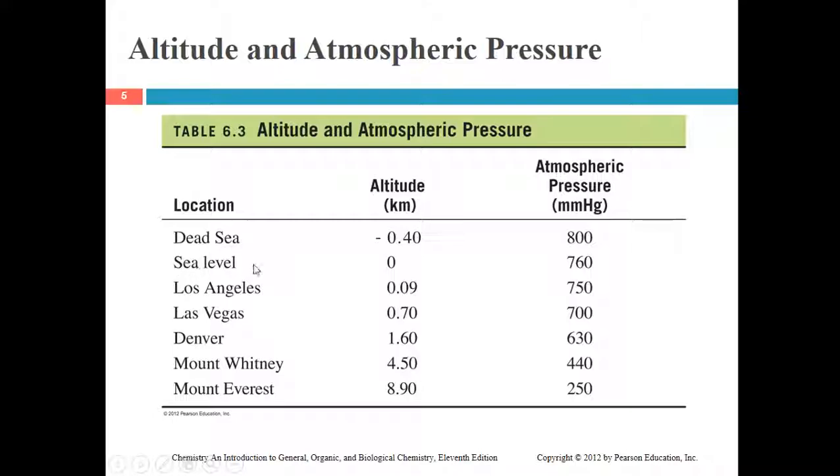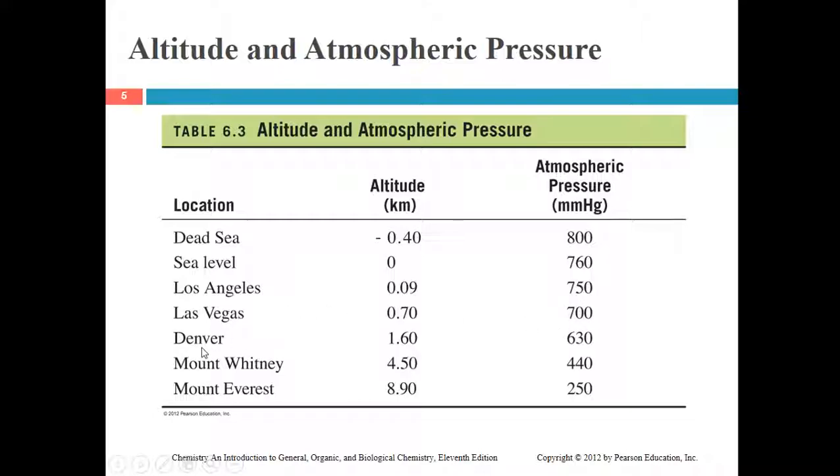So let's look and see. So here's sea level. The altitude is nothing, okay? So our normal atmospheric pressure is 760 millimeters mercury. When we go up in altitude, notice the pressure becomes less. Now Denver is called the Mile High City, so it's probably 5,280 feet. Notice Denver's altitude in kilometers, 1.6, but look and see what its atmospheric pressure is. 630 is its normal atmospheric pressure, which is less than 760.